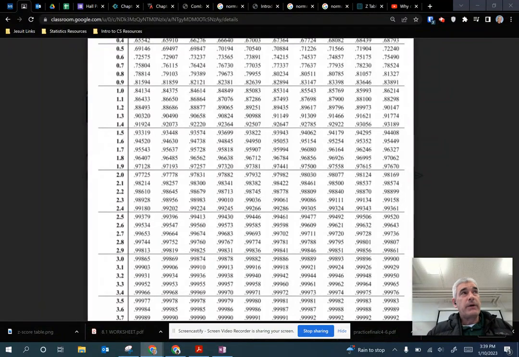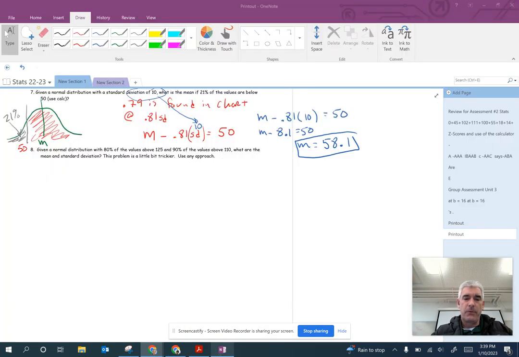Hey, for those of you struggling with number 8 on the problems that I handed out to you, or that we worked on in class starting yesterday, I'm going to go ahead and walk through the appropriate way to do this problem. So it says, given a normal distribution with 80% of the values above 125 and 90% of the values above 110, what are the mean and the standard deviations?